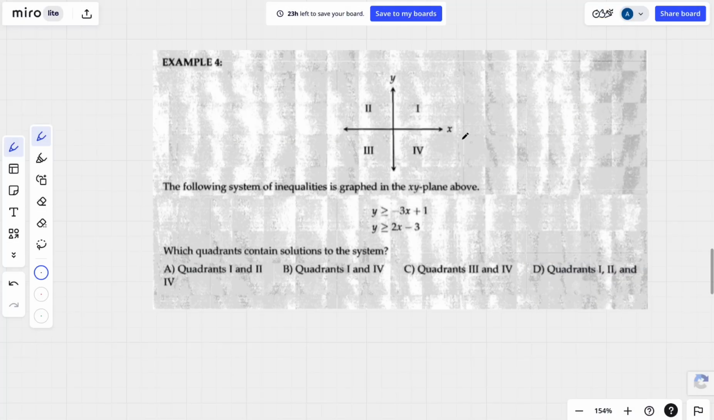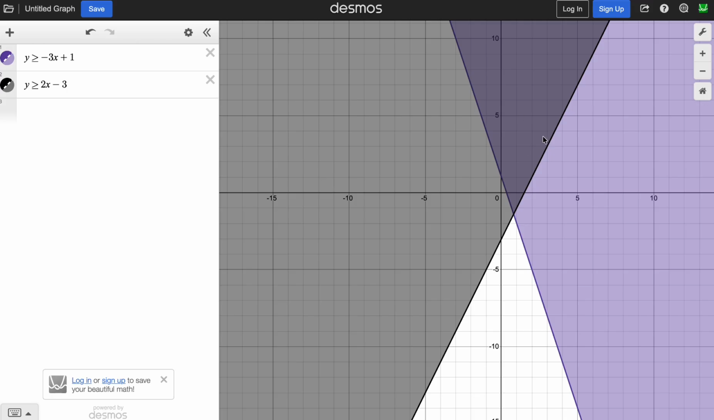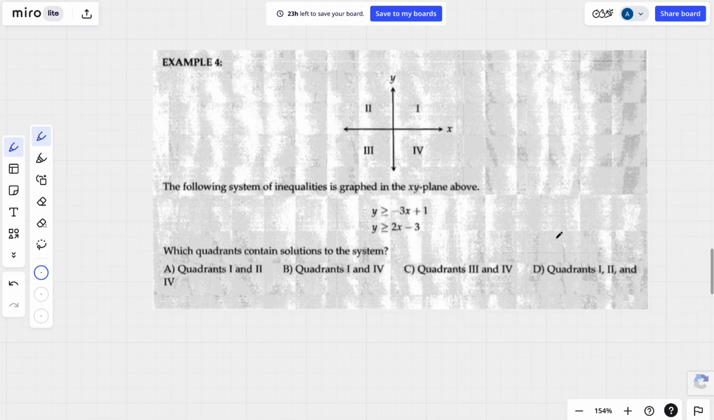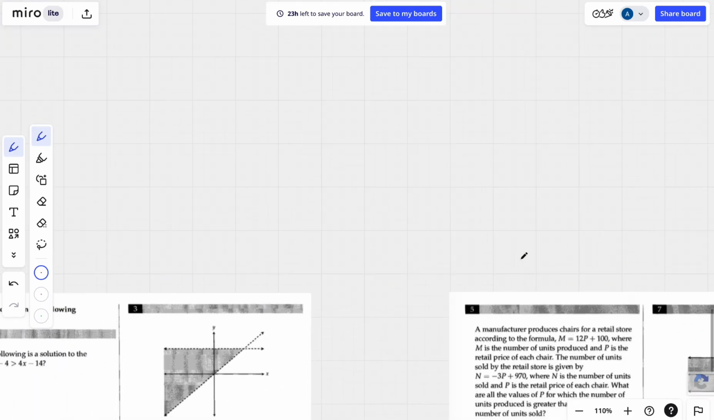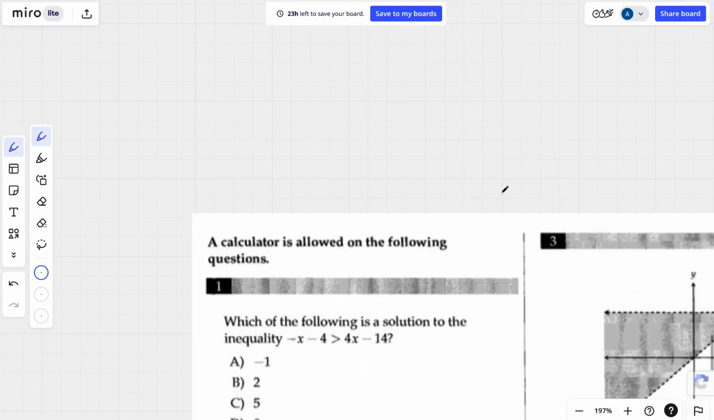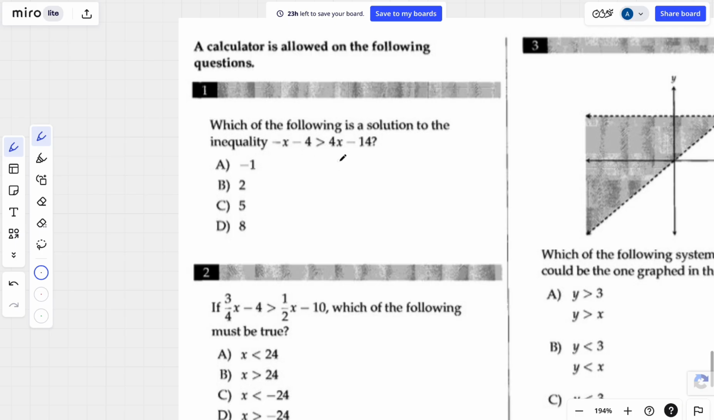So this contains, we have 1, 2, 3, 4 quadrants. This is quadrant 1. We have some of quadrant 2. We don't have quadrant 3 in the solution, and we have a bit of quadrant 4. So we have 1, 2, and 4. That's D.